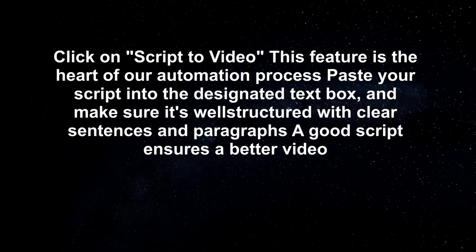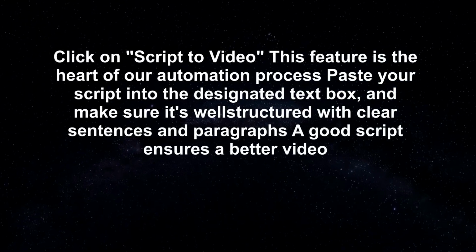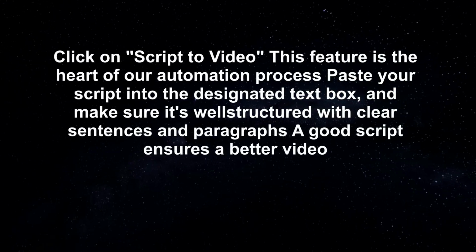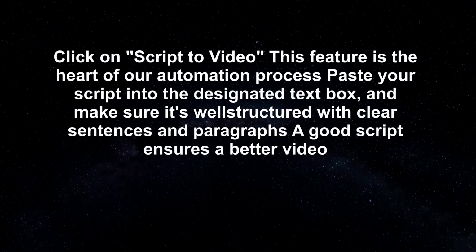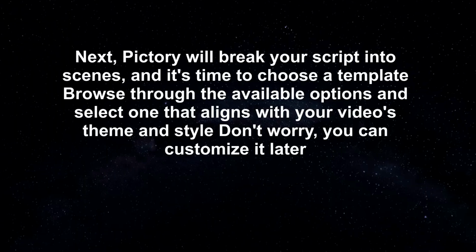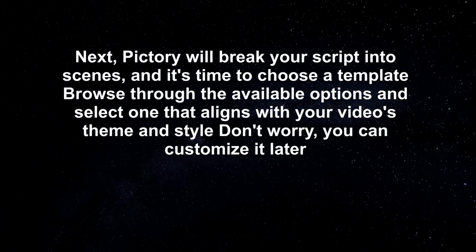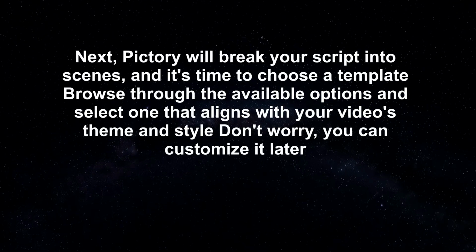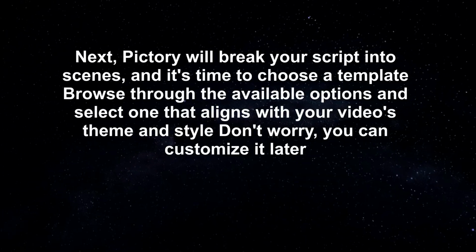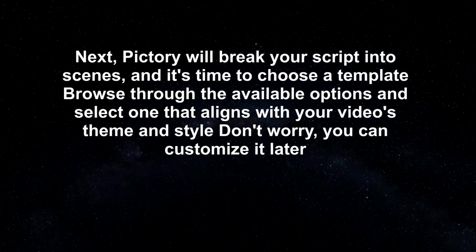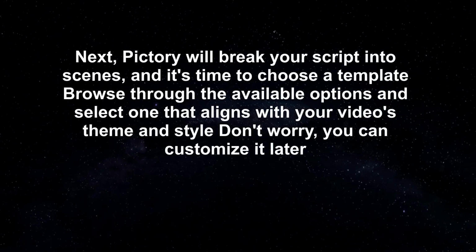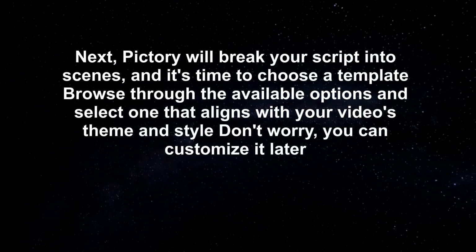Paste your script into the designated text box, and make sure it's well-structured with clear sentences and paragraphs. A good script ensures a better video. Next, Pictory will break your script into scenes, and it's time to choose a template. Browse through the available options and select one that aligns with your video's theme and style. Don't worry, you can customize it later.